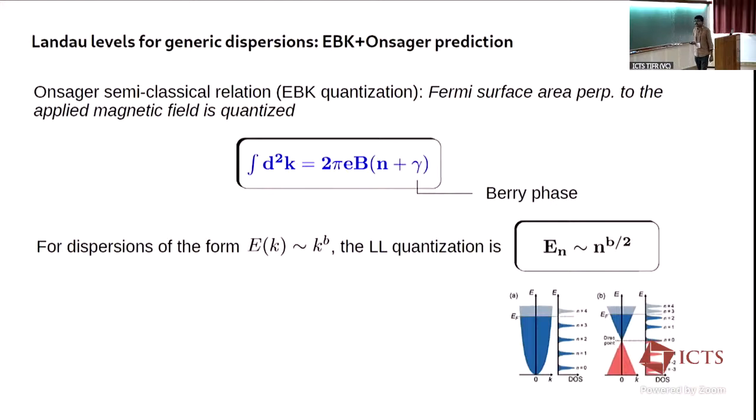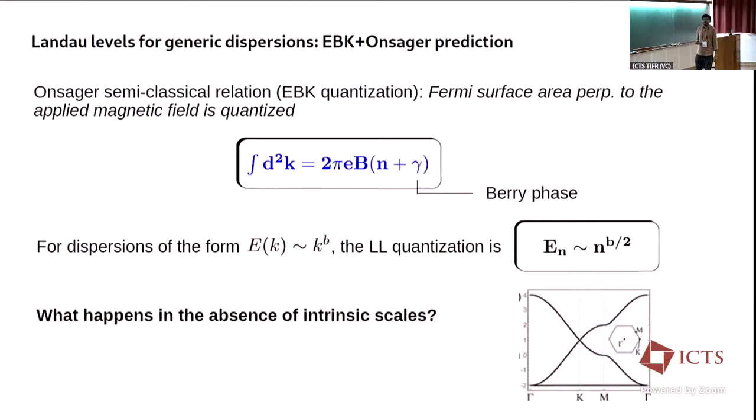So given that, you ask the question: what happens if I do not have any intrinsic scale in the system that I am studying? One good example where we lack such scales is a flat band. So we then ask what happens if you apply a magnetic field in a system that has a flat band. Of course, if there is an isolated flat band, the trivial expectation is that nothing will happen.